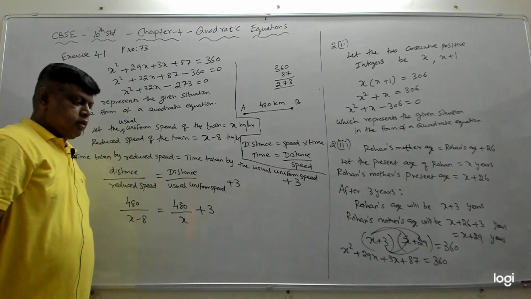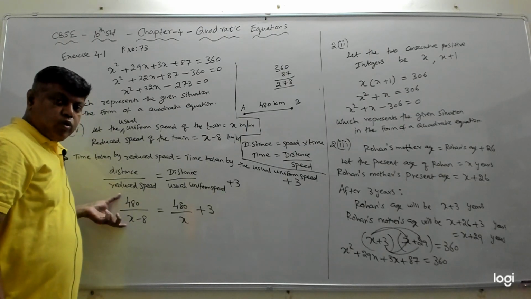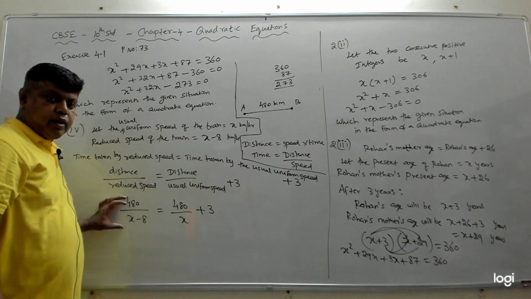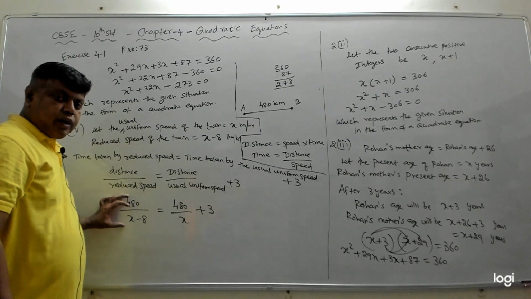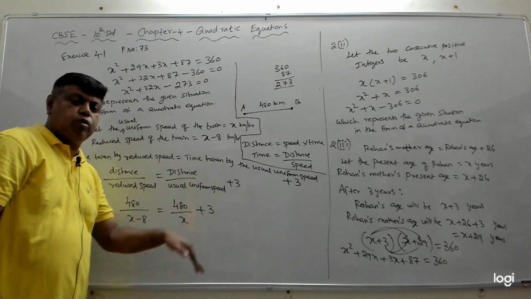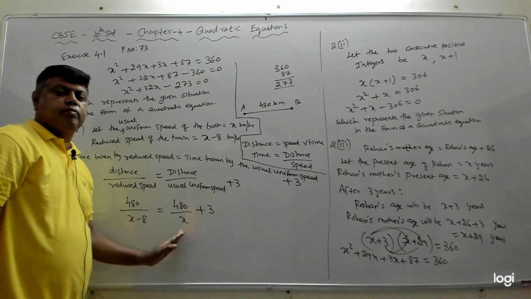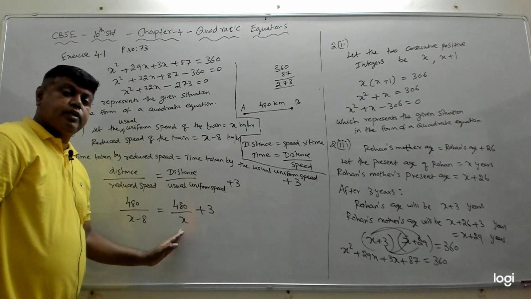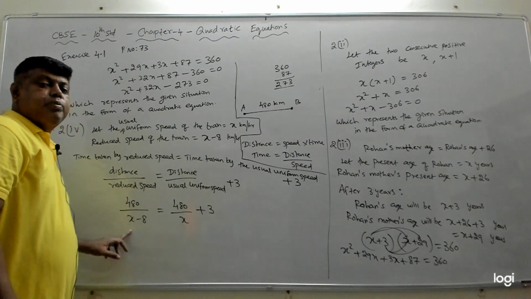Is it clear? So if it goes with the slower speed, this is the time taken if it goes with the slower speed. That will be equal to the usual time it takes plus 3 hours, because it takes 3 hours more than the usual time. It takes 3 hours more because it is going at the slower speed, x minus 8.